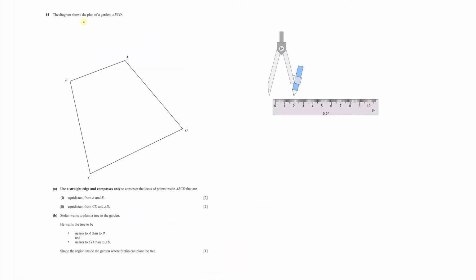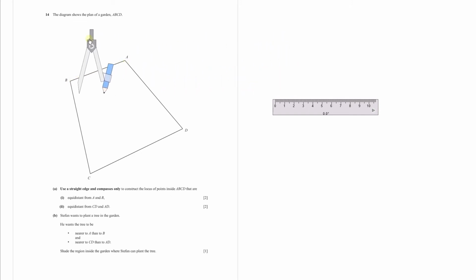Next question is: the diagram shows the plan of a garden ABCD. Part A is: use a straight edge and compass only to construct the locus of points inside ABCD that are equidistant from A and B. So the first part asks for the locus of points that are equidistant from this point A and this point B. That means we have to draw the perpendicular bisector of this line AB.